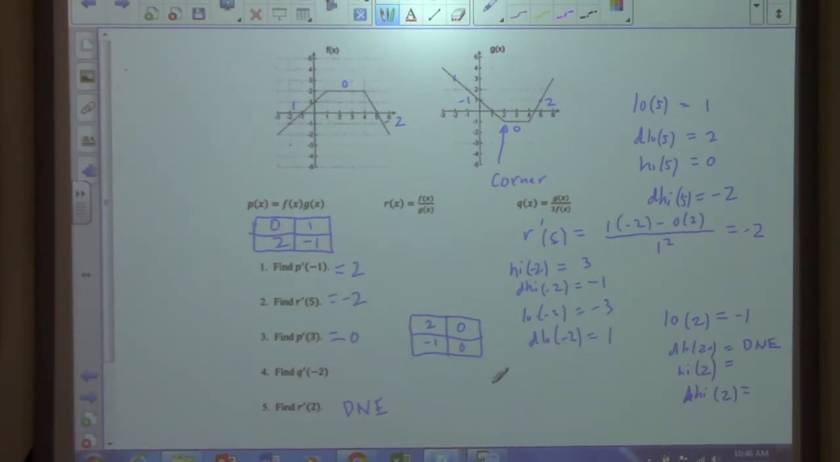So we have q prime of -2. It's going to be low times d high minus high times d low, all over low squared. That's going to be -3 squared. So what's this going to be up here? Is that 3 minus 3? Does that look right?